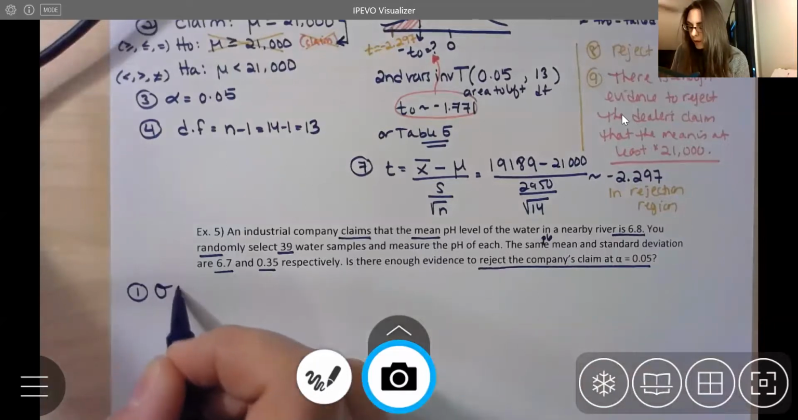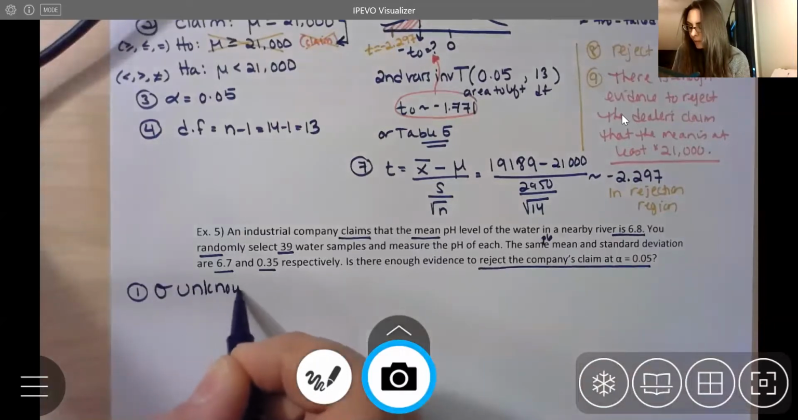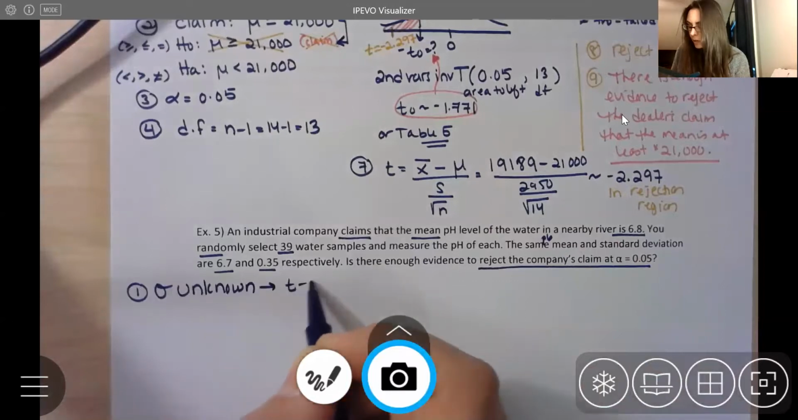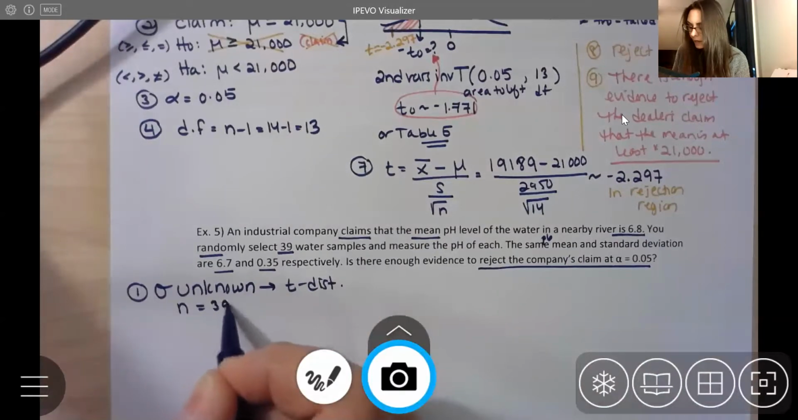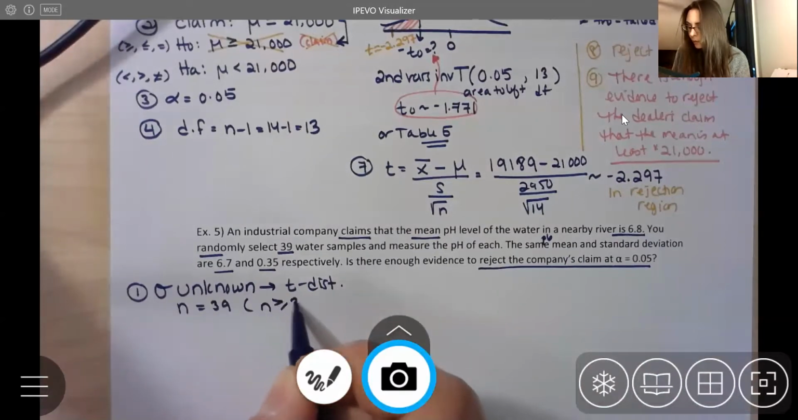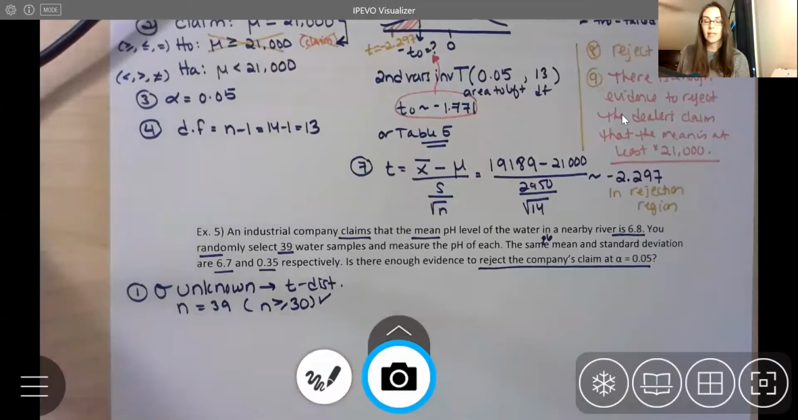So first of all, know that we do not have any information about the population here. So we're going to use our t-distribution. Our n is 39, which is greater than or equal to 30. So we are all set. Because again, I don't have any background information about the population.